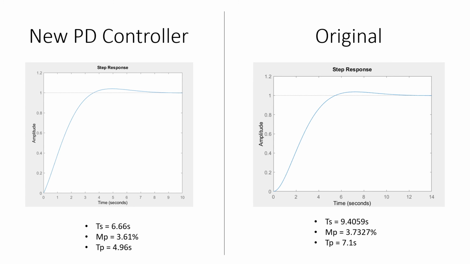Now let's take a look at what adding this new PD controller does to our step response. We can see that it has improved the settling time from 9.4 seconds to 6.66. We also decreased our overshoot from 3.7 to 3.6%. And lastly, our peak time was 7.1 seconds, and we were able to reduce it to 4.96 seconds. You can also see the difference in the plotted step responses here.